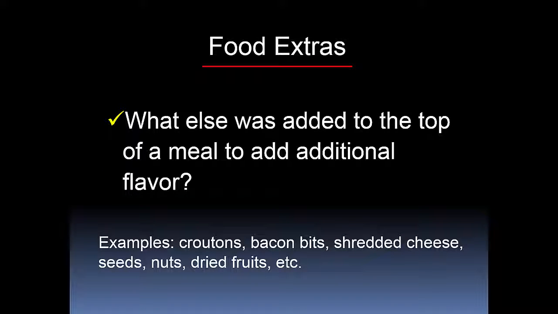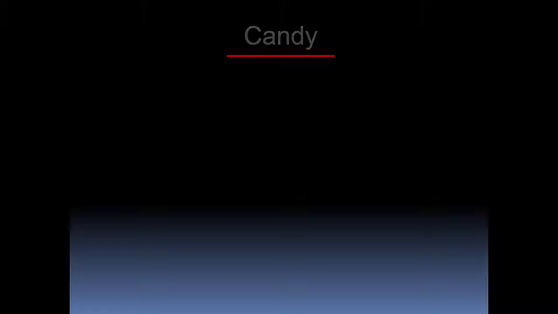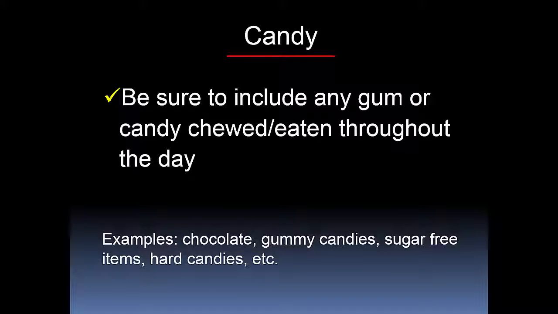Some various food extras that you sometimes may add to the food and not always think about, that you might add on top of a food, for example. Things like croutons or bacon bits or shredded cheese or nuts, etc. So when you're analyzing and recording your diet, try to recall whether any of these things should be included in that day's diet. Candy. Think about any gum or candy that you ate over the course of the day.